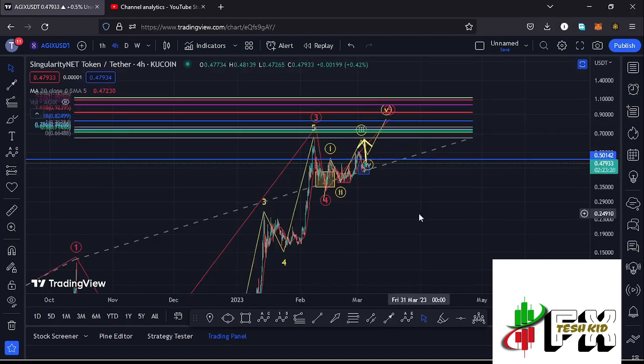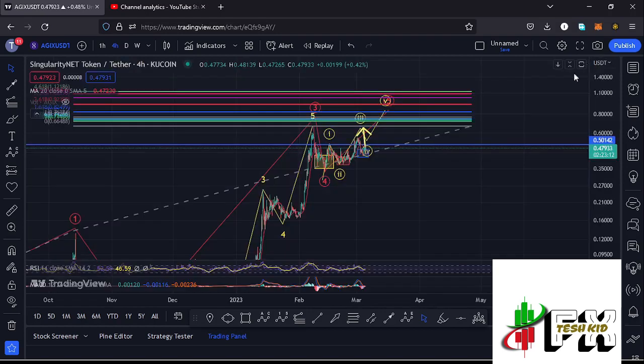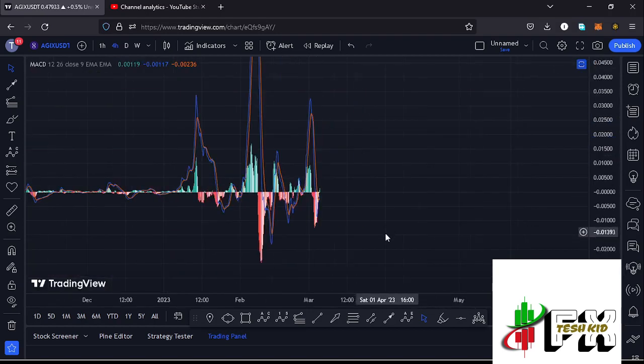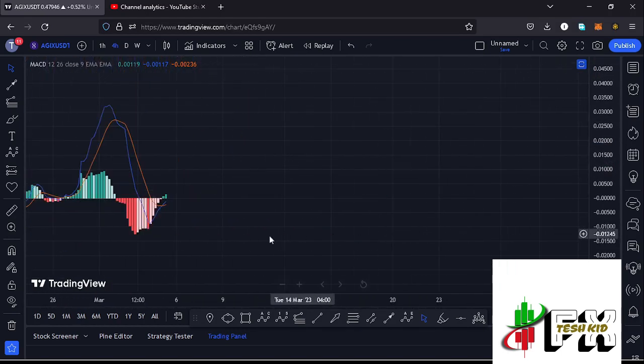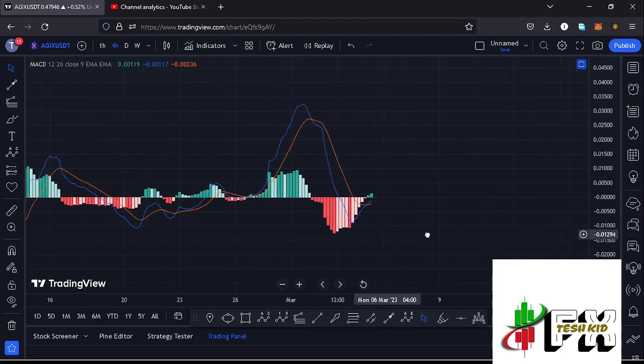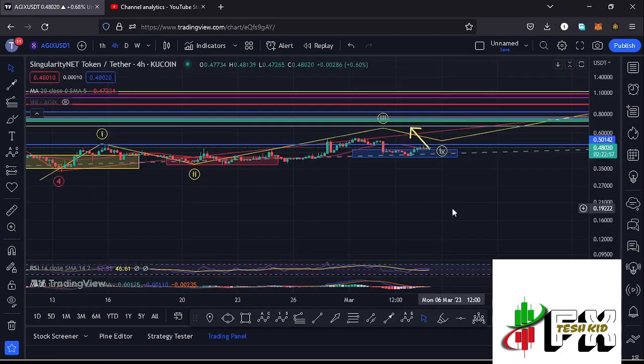So that is what I'm expecting AGIX to do here on the short-term scenarios. And also taking a look at the indicators on the RSI, we are trading at around the 52 mark, meaning we have massive room for us to fully support higher prices in the formation of that wave 5. Also taking a look at the MACD, we have been able to print a bullish cross, and we're also seeing an increase in the buying momentum here on the MACD, fully supporting higher prices in the formation of that wave 5. So let's be patient and see how that plays out, and I'll be keeping you updated.